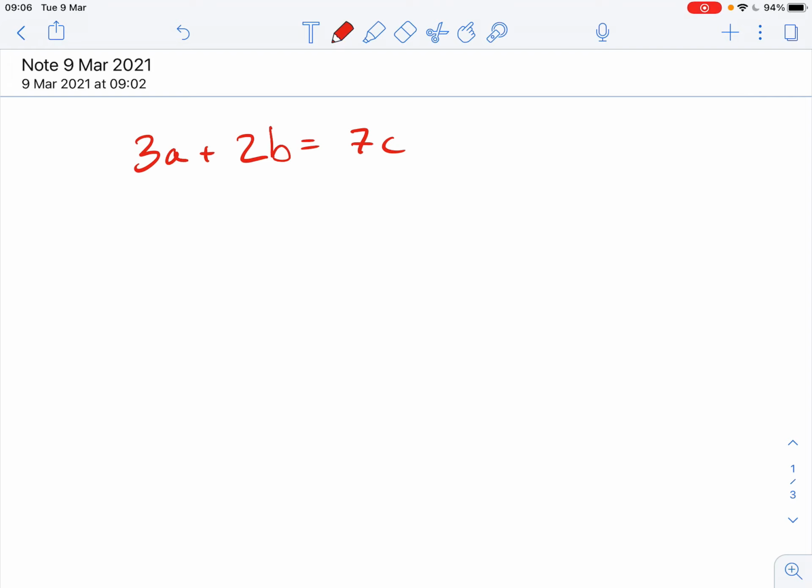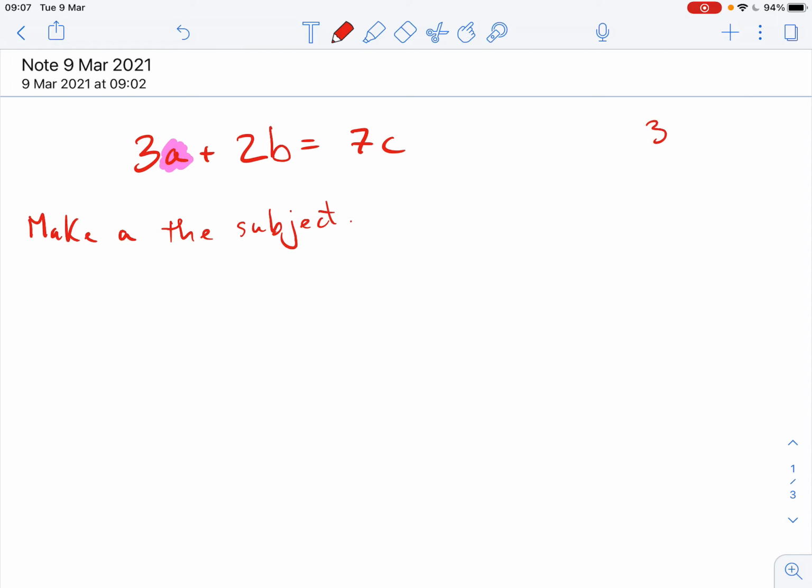And let's start off by making A the subject. Okay, so I'm going to highlight A, this is what I'm making the subject, and we're going to try and think about everything else as just a whole number. And think about how we would solve this as an equation.